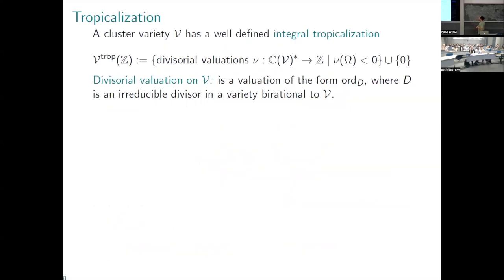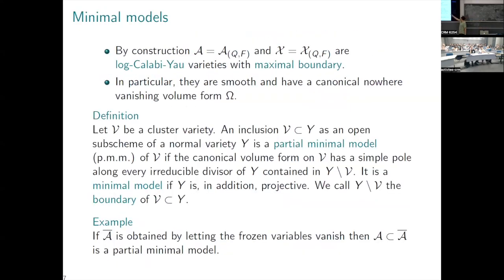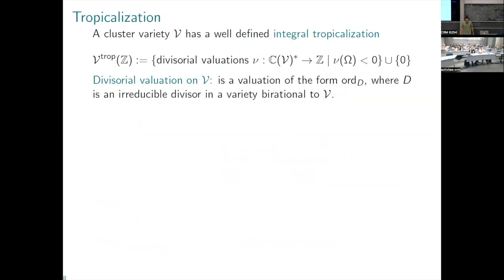Okay, so now this notion of maximal boundary allows me to tropicalize my cluster varieties. So any log Calabi-Yau with maximal boundary will have a well-defined tropicalization, defined in this way. So what you have to work with is discrete divisorial valuations on the function field of your variety. So what's a discrete divisorial valuation? It's just valuations of this form, order of vanishing along some divisor. So you just consider one divisor. So where's this divisor living?